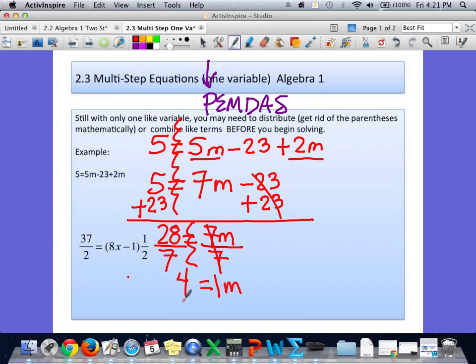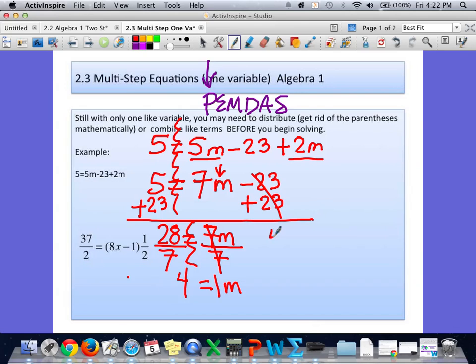Now, when you're combining like terms, you're simplifying or substituting in. When I took the 5m plus the 2m and put it down here and made 7m, I substituted. That would be a substitution property. When I added 23 to both sides, that would be an addition property. When I divided both sides by 7, that would be a division property.